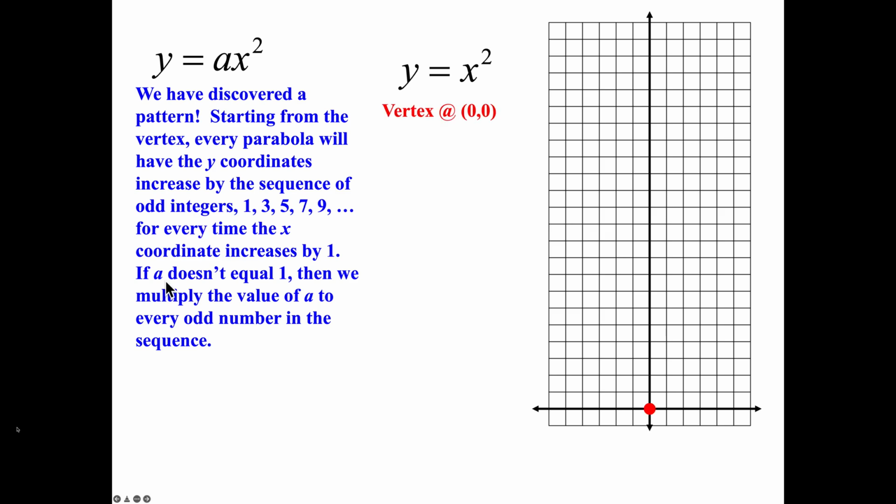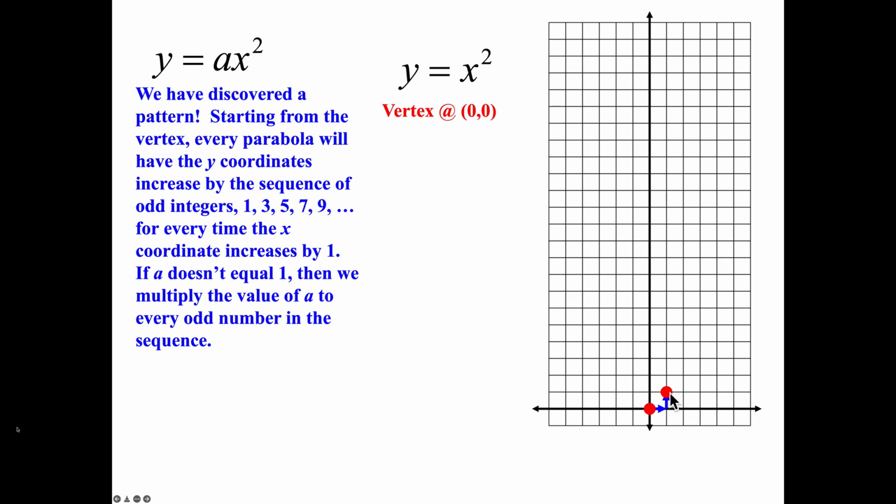So here's how it works. Let's start with our vertex, 0, 0. All right, now remember the changes here. The x's always increased by 1. So that means I'm going to go from my vertex 1 square to the right. My first odd number was a 1. Up 1, plot a point.